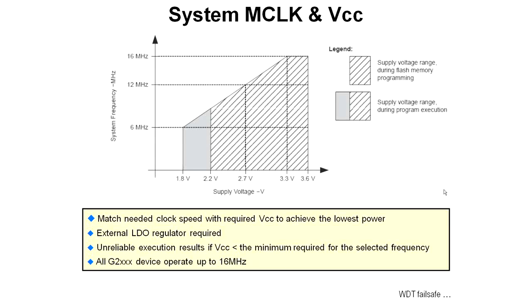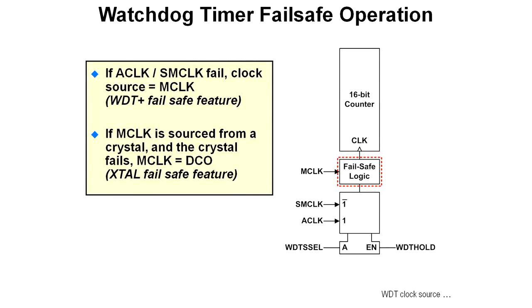The watchdog timer on the value line parts has fail-safe operation. If the A clock or SM clock fail, the clock source will jump over to the M clock. If the M clock is sourced from a crystal and the crystal fails, the M clock will drop over to the DCO to guarantee that the part will go back into reset regardless of the failure mechanism that occurs on the clocks, so that you'll be able to guarantee the part or your design is not doing something that you don't want it to do.